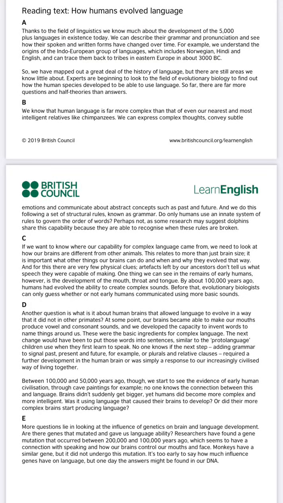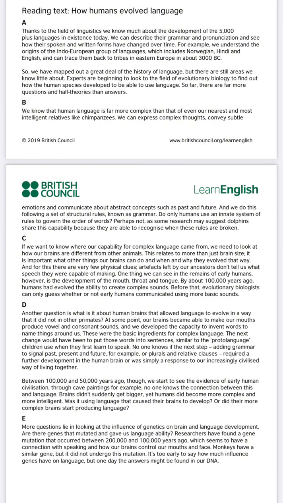How humans evolved language. Thanks to the field of linguistics, we know much about the development of the 5,000 plus languages extant today. We can describe their grammar and pronunciations and see how their spoken and written forms have changed over time. For example, we understand the origins of the Indo-European group of languages, which includes Norwegian, Hindi, English, and can trace them back to tribes in Eastern Europe in about 3000 BC. So we have mapped out a great deal of the history of language.